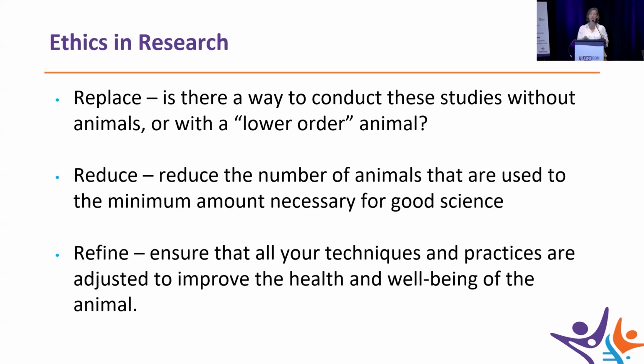Now, it's really bad science to do an experiment on 1 animal. You might as well do it on 0 animals, right? So you're wasting that animal's life because you didn't do it in a way that you could actually tell what's happening. So you need to use enough animals that you are sure about your conclusion, but don't do more than that. And then the last R is refine.